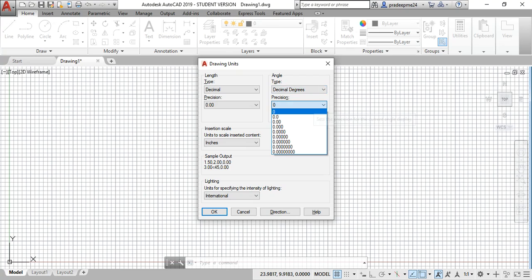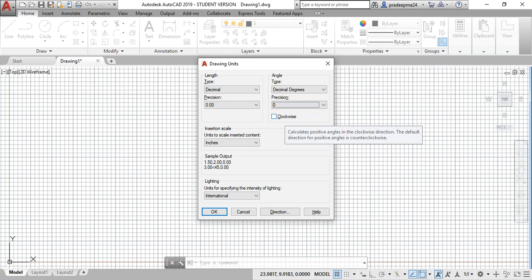And next, you can set precision for degrees also. In degrees, long distance values need more precise degrees. That's why it gives a precision. And next, clockwise or anti-clockwise. Clockwise means we calculate the degrees in the clockwise direction. Actually, all degrees are drawn using anti-clockwise direction, not clockwise. Suppose in any critical or special case, we can select clockwise, then the degrees will be measured in the clockwise direction.